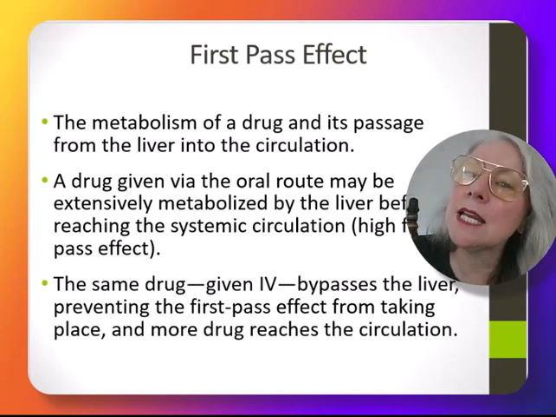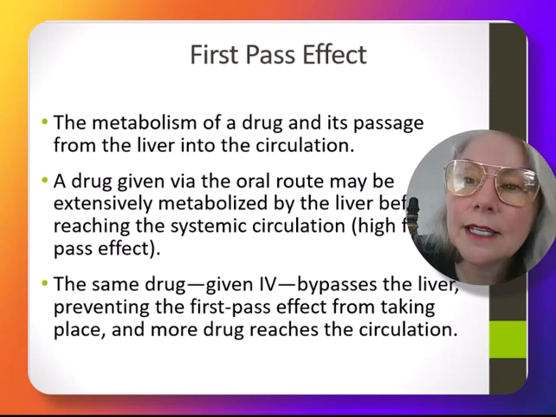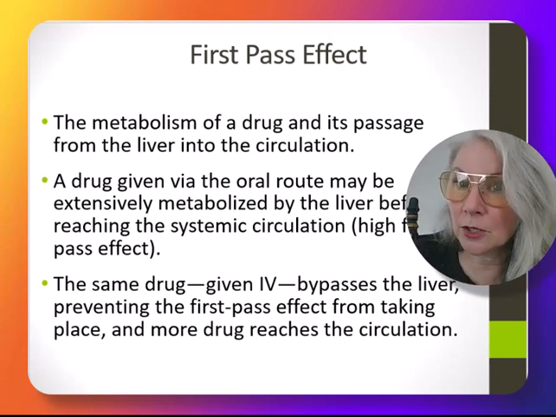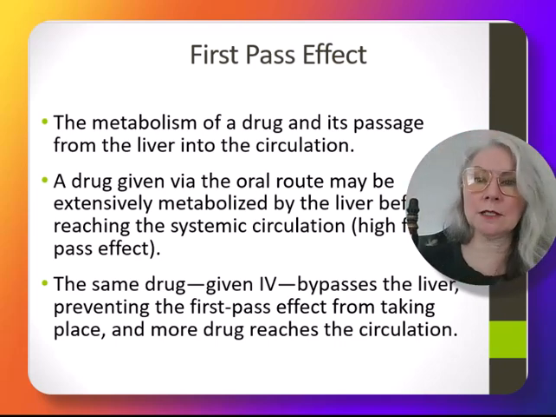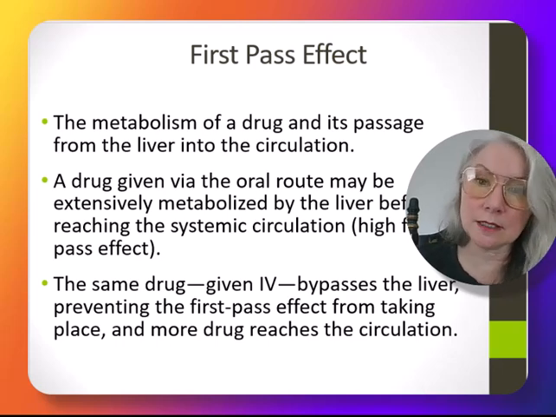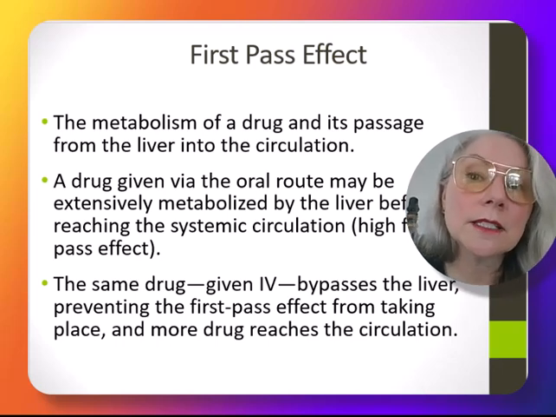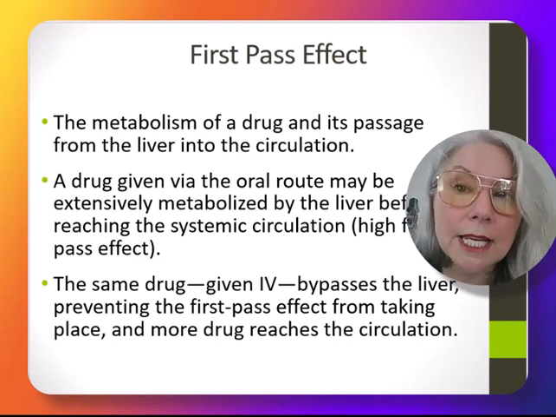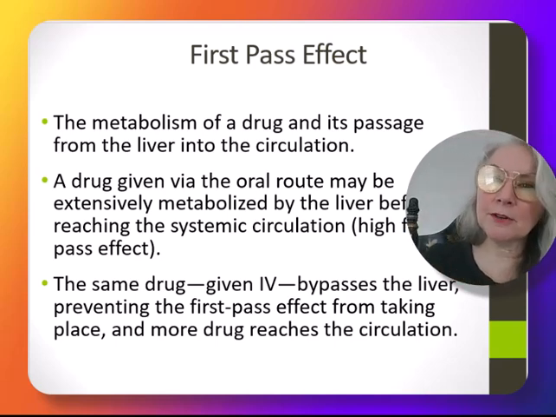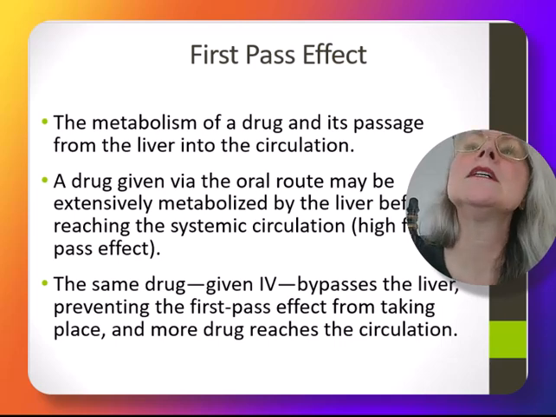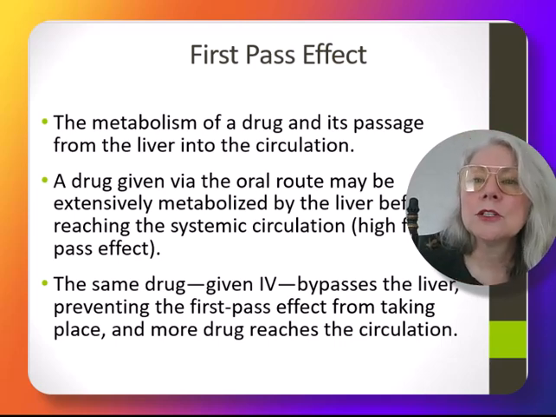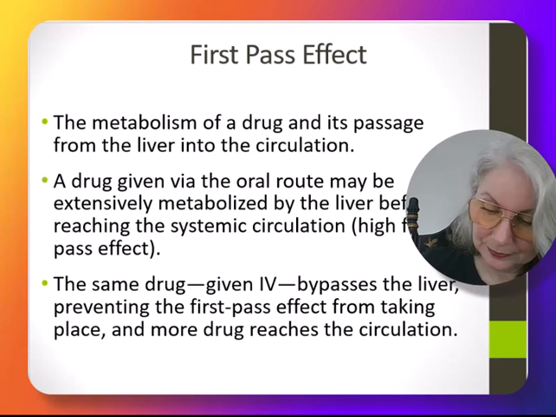So if you give the same drug by IV, it will bypass the liver first. Eventually, we're a closed system. Our blood circulation is a closed system. It will eventually get to the liver where metabolism will take place, but it will skip it first so that there will be some working molecules to produce an effect.